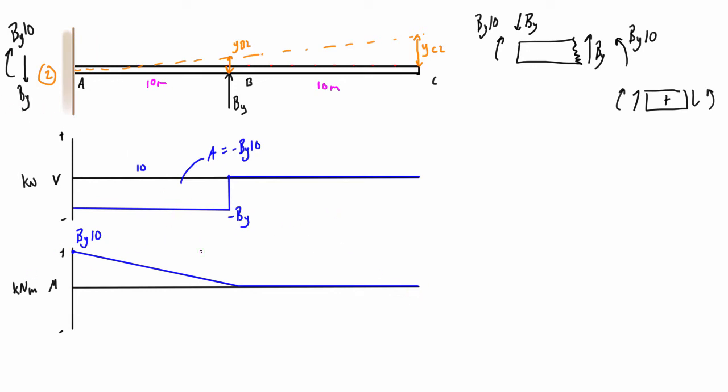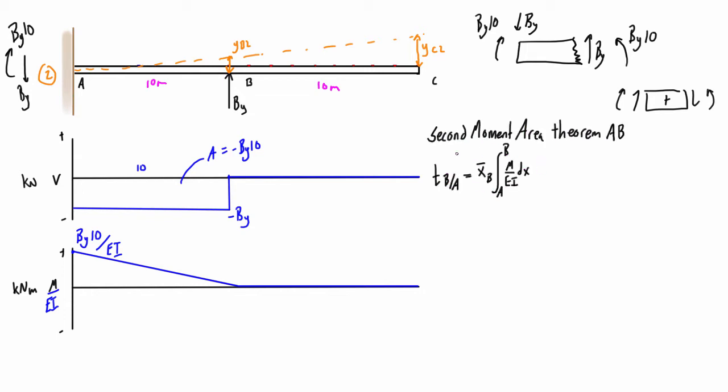Alright, so the next thing that we do for the moment area method is we need to convert this to the M over EI diagram. So we basically just divide every point by EI. So we just say that this is By times 10 over EI, and this is all 0, so that doesn't matter. So what we're going to do is apply the second moment area theorem from A to B and then also from A to C. So let's do A to B first.